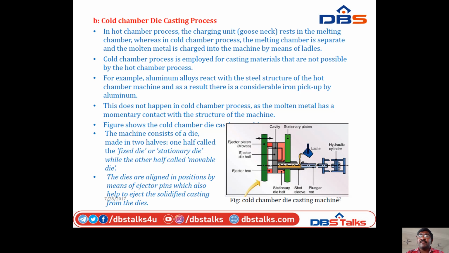The machine consists of a die made in two halves. One half is called the fixed die or stationary die, while the other half is called the movable die. The dies are aligned in position by means of ejector pins, which also help to eject the solidified casting from the dies.